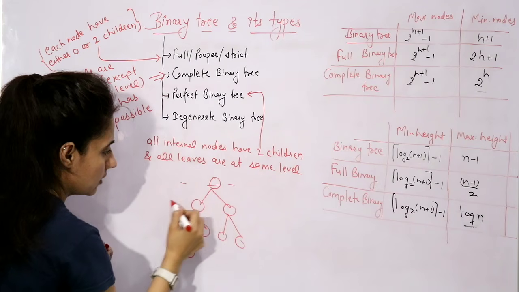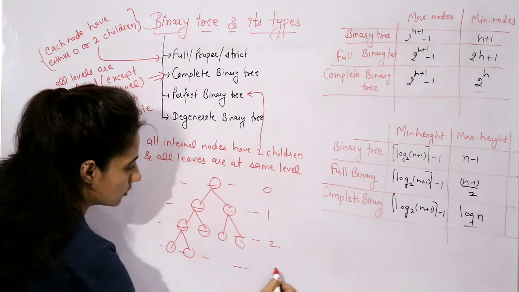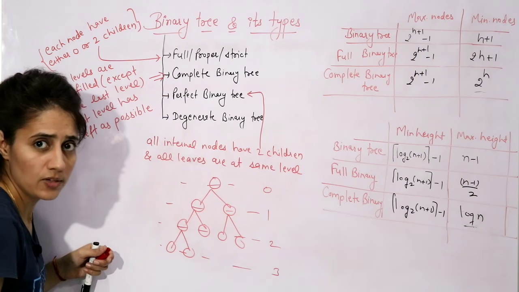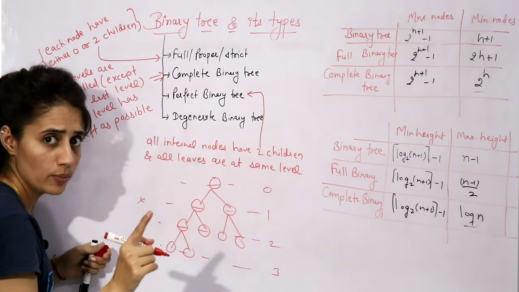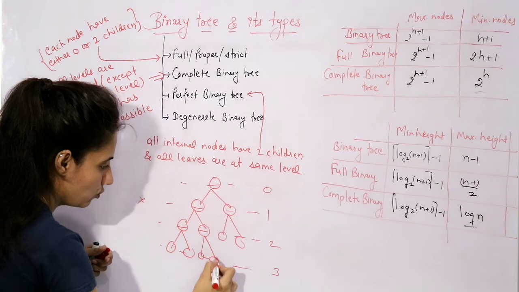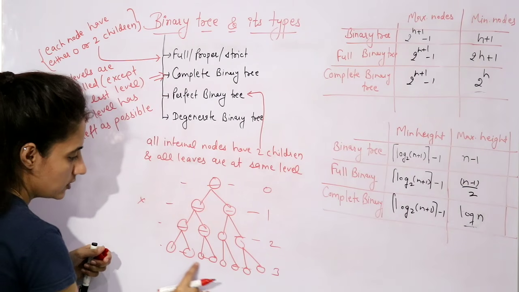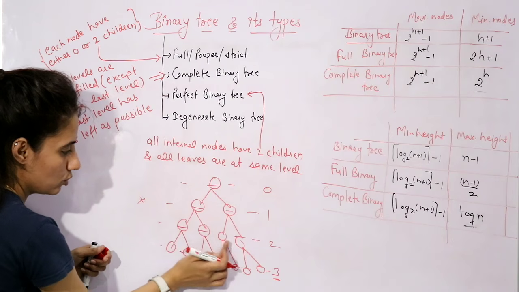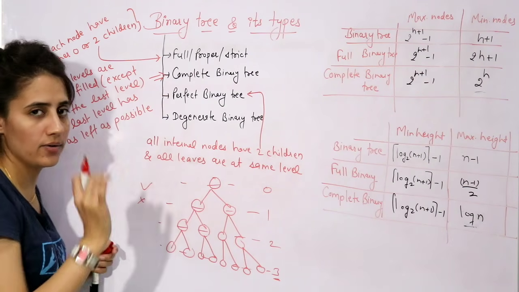But here see, this is level 0, 1, 2 and this is 3. So 2 leaf nodes are at level 2, 2 leaf nodes are at level 3. So this is not a perfect binary tree. All the leaf nodes should be at level 3. So now how to do this thing? Now see, these are leaf nodes and all the leaf nodes are at level 3 and all the internal nodes are having 2 children. So this is now a perfect binary tree.